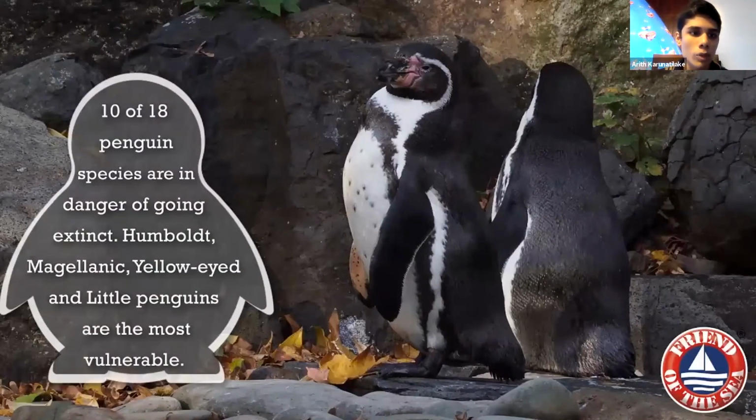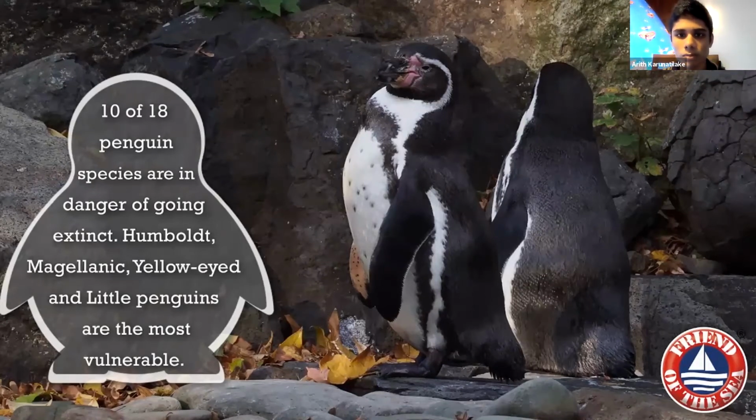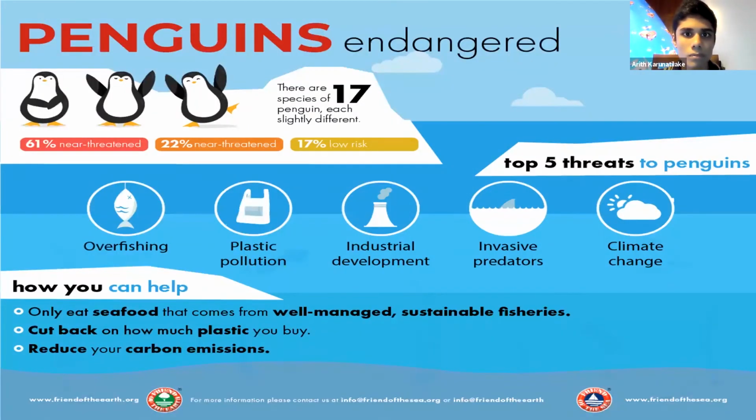10 out of 18 penguin species are in danger of going extinct. Some of the most vulnerable penguins are Humboldt, Magellanic, yellow-eyed and little penguins. The top 5 reasons for penguin extinction are overfishing, plastic pollution, industrial development, invasive predators, and climate change.